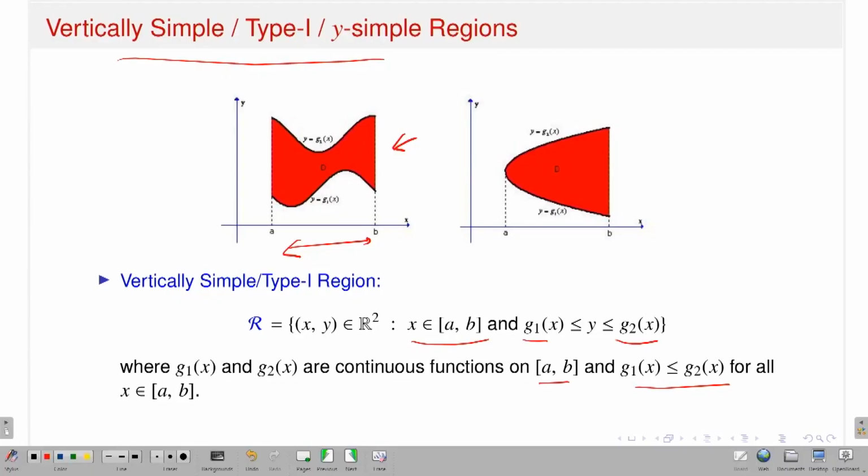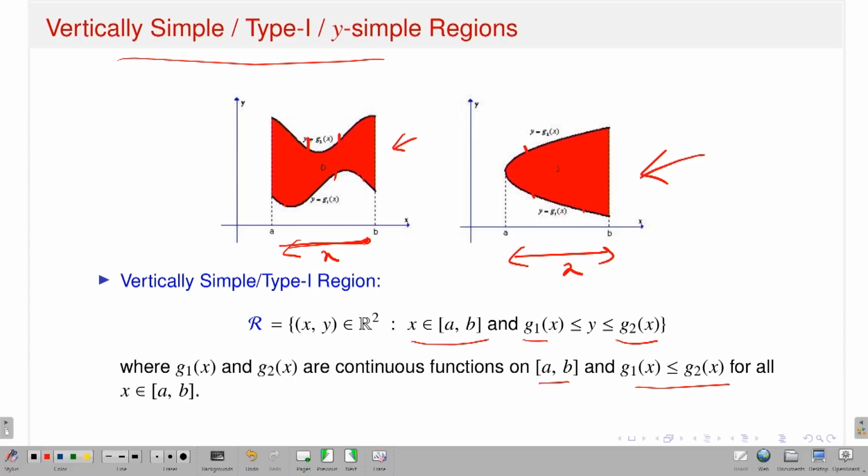Two examples I have given. x is running from a to b and y is running from g1(x) to g2(x). Similarly, you have another region, where x is fixed from a to b, and y is running from g1(x) to g2(x). Therefore, if we have a domain which has this kind of properties, then I will say that it is a vertically simple, type 1 or y-simple region.